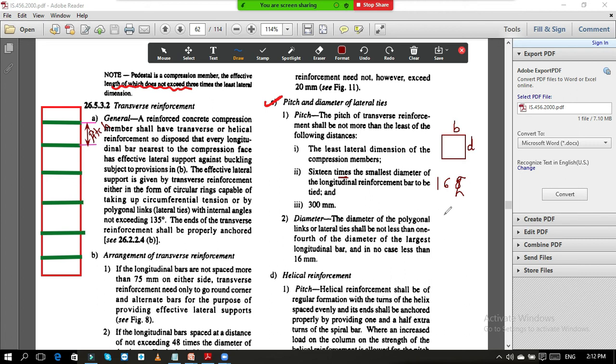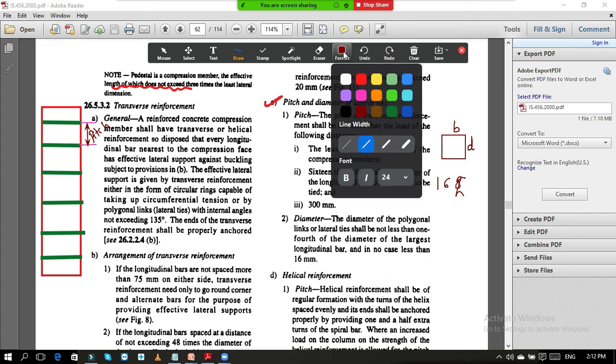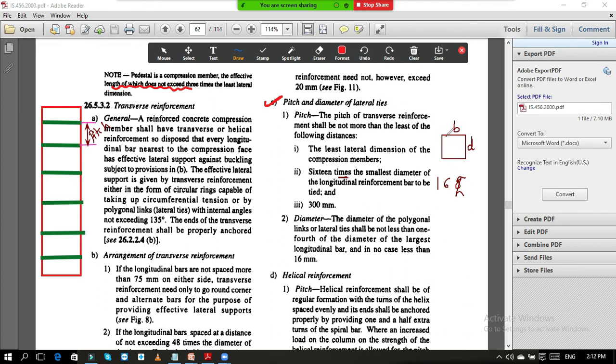Now what does longitudinal reinforcement mean? Suppose in this column we have provided 4 bars, and each bar is of 12 mm. So what is the diameter of the longitudinal reinforcement? 12 mm. So in this case, your spacing will be 16 into 12.